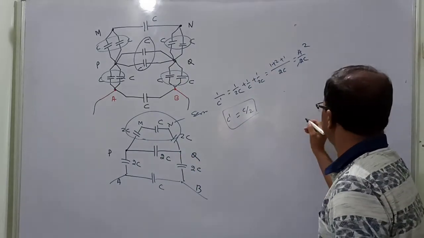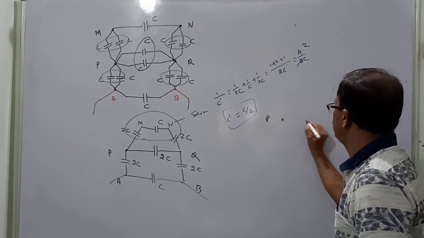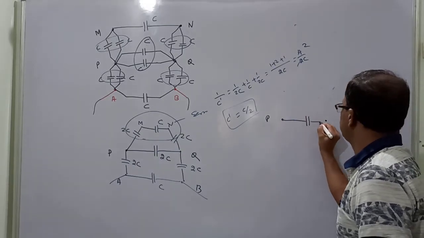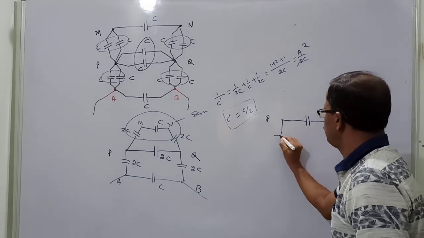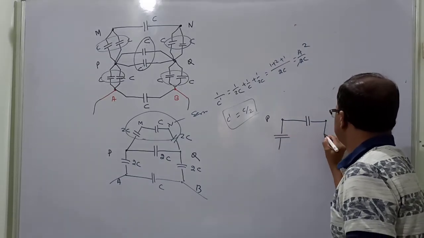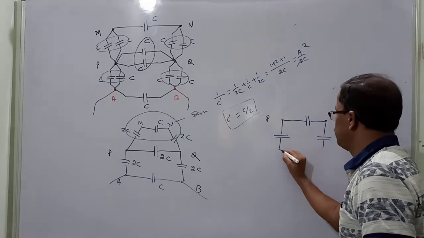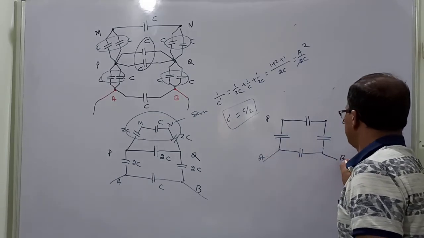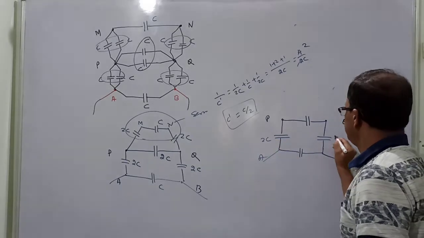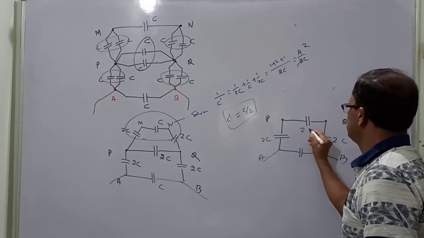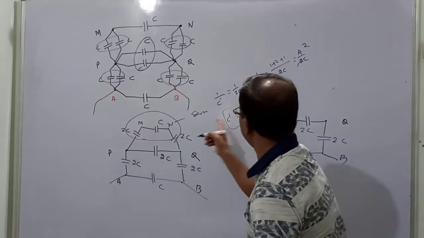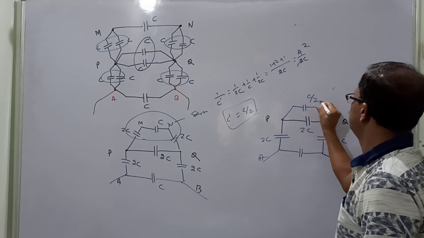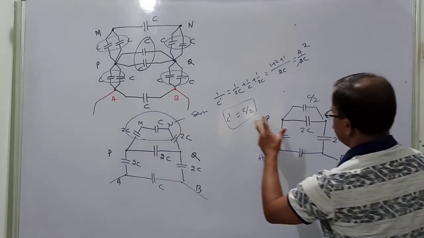Now let us draw the diagram here. Now this is the point P, and this is point Q. I am solving all the steps so that you can follow and there is no problem for you to understand. Now this is the point A, this is point B, this is 2C, this is 2C, this is 2C, and this combination forms C by 2. So this problem is converted to this category.